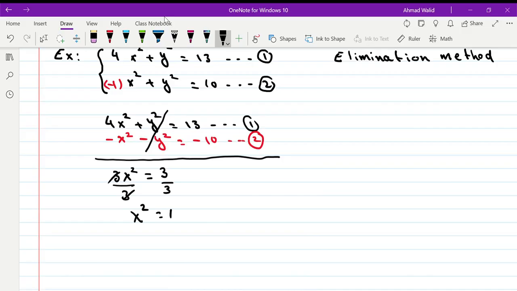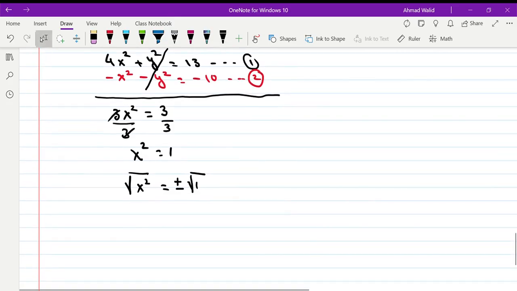Now take the square root. Be careful, here you are taking a square root. The square root of x squared equals, what should I do on the right side? The square root of 1. Remember, I told you every time you have to use this sign: plus minus square root of 1, correct? It means x equals what? Plus minus 1. Correct? It means you have two values, x equals 1 and x equals -1.